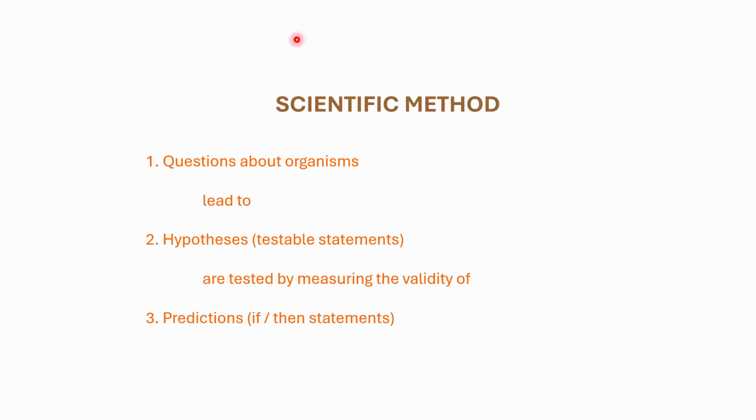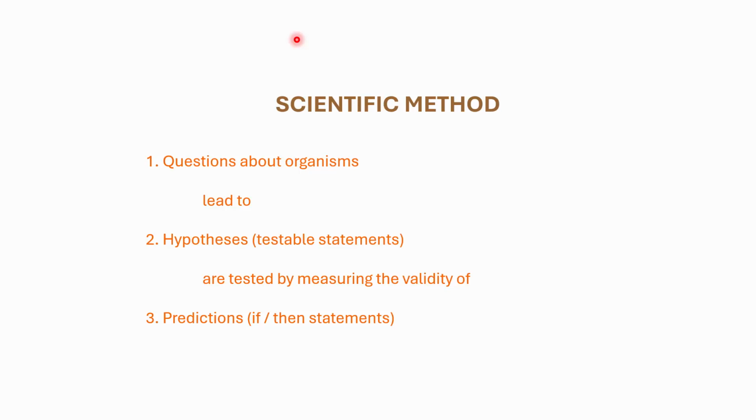The scientific method begins with a question about organisms. It can be about behavior, adaptation, structure. It can be about different functions within the cells. But ultimately, these questions about organisms lead to testable statements called hypotheses. And hypotheses are tested by measuring the validity of predictions.